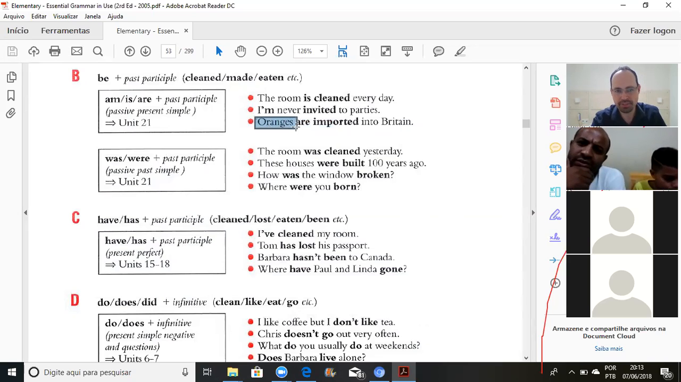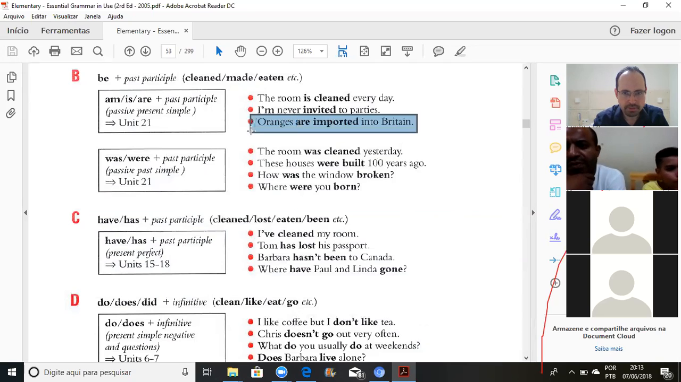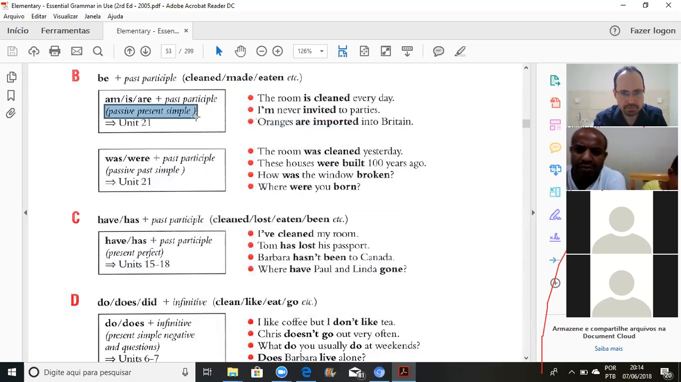The orange is the subject of the sentence. And the oranges themselves are not doing any action. So it's passive. Oranges are imported into Britain. Maybe I am the person who imports the oranges into Britain. Okay, so I am doing the action. But oranges are imported into Britain. So we are talking about passive present simple. Okay?